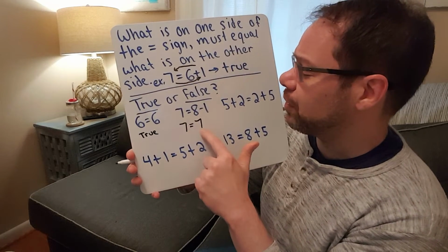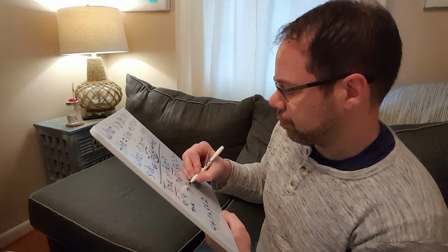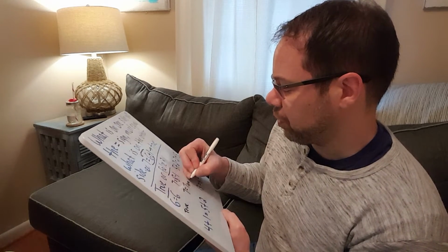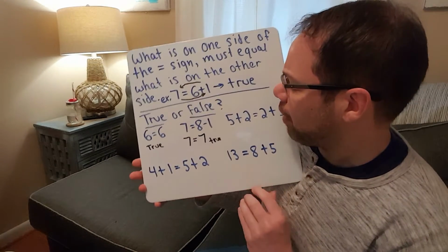So 7 is equal to 7, correct? Yeah, that one was true. But the original problem was, is 7 equal to 8 minus 1? Okay, how about this one right here?